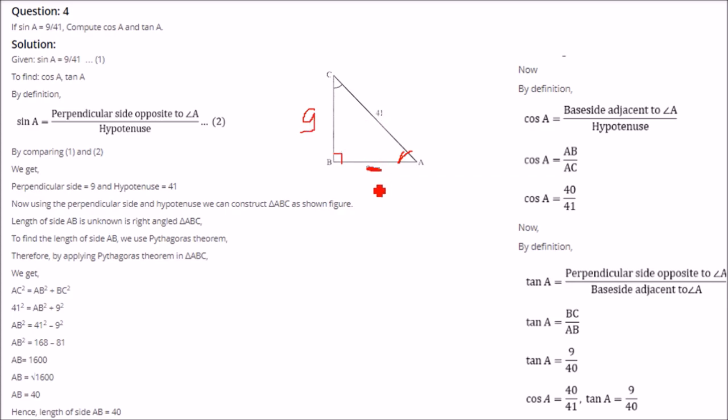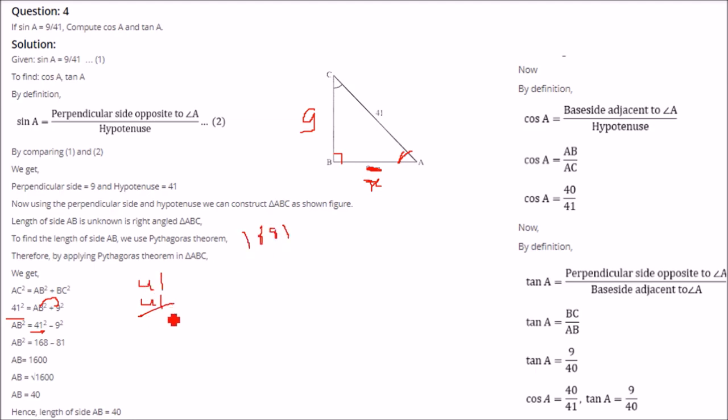So if you see, we have to find this side. How to find this side? Let us say it is x. So x square, that is AB square, plus 9 square is 41 square. We are using Pythagoras theorem. So 41 square is 41 into 41, which is 1681. I'll just tell you, 1681 it is actually.